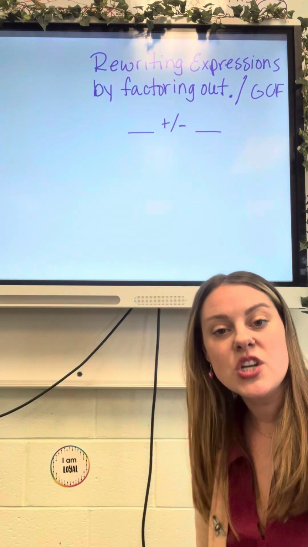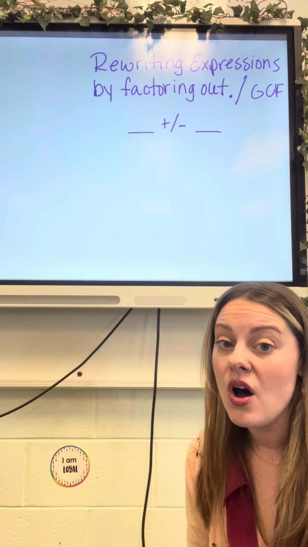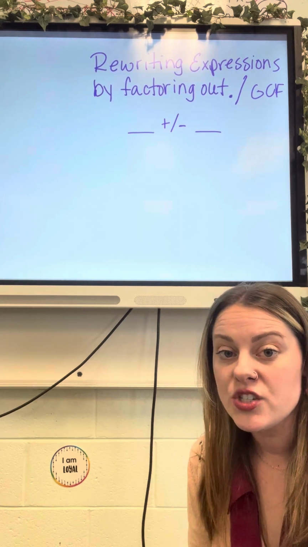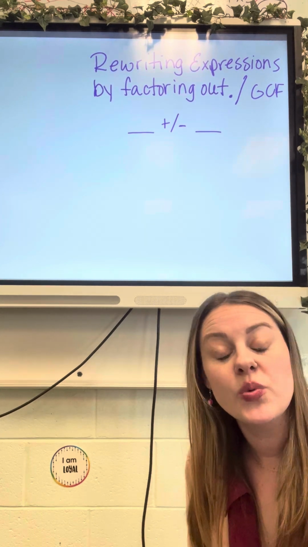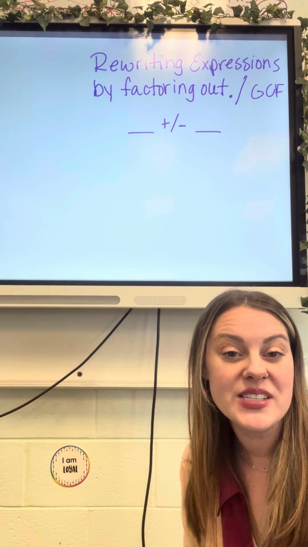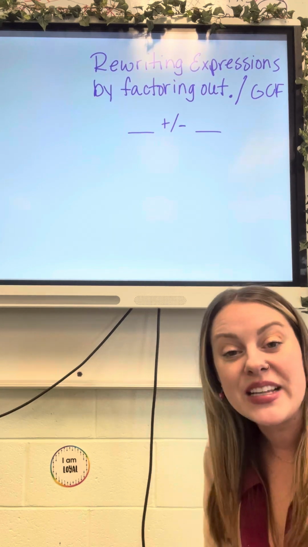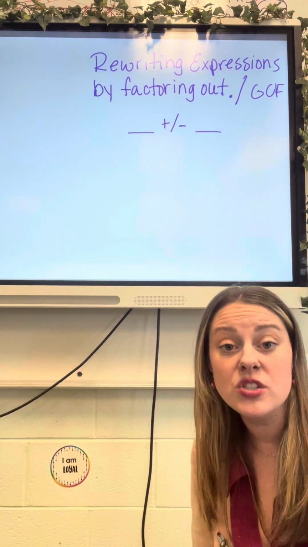Hey guys, so I'm going to talk to you today about rewriting expressions by factoring out. Also, another way that you could be asked to do this is to rewrite an expression by factoring out just the GCF. And when we do GCF, we use a T-chart. So this is a T-chart lesson. That's my math hack. So my math hack for this is to use a T-chart.